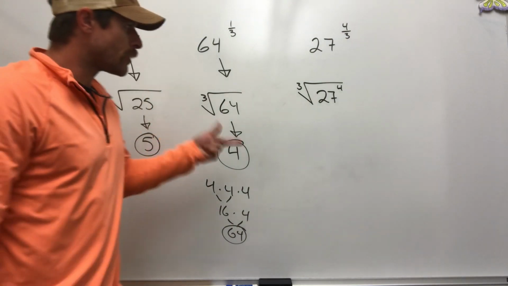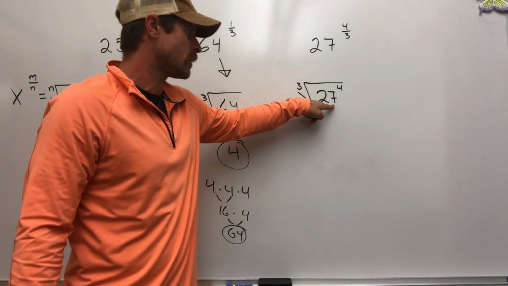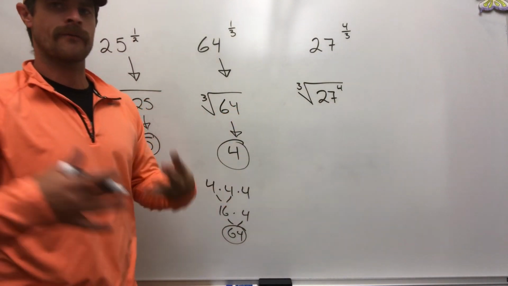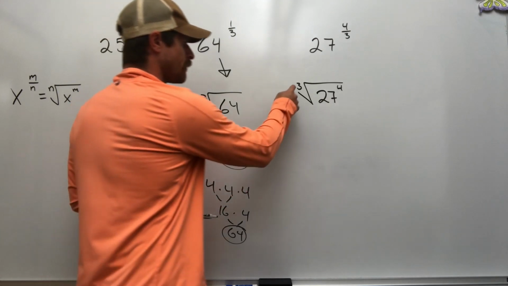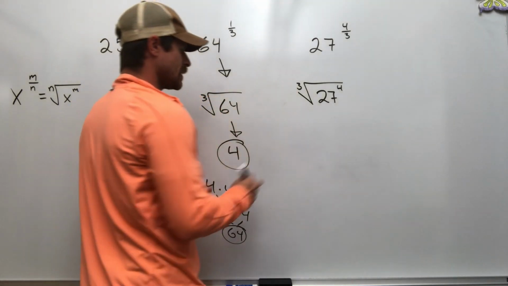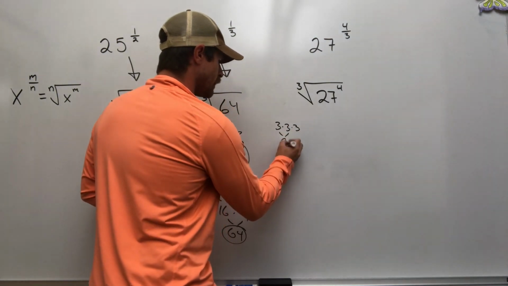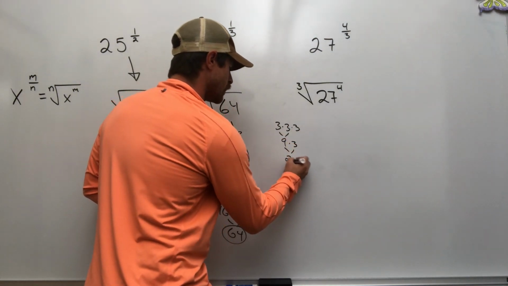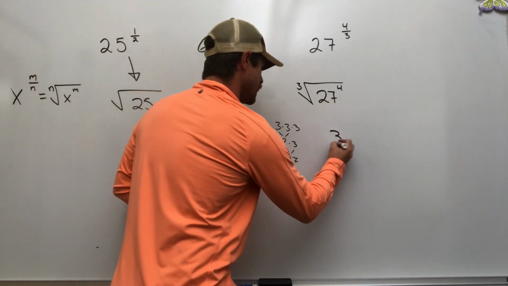So which order do we do this in? We need to take the cube root of 27 first. So what number times itself 3 times makes 27? That would be 3 times 3 times 3. 3 times 3 makes 9. 9 times 3 makes 27. So what I know is the cube root of 27 is 3.